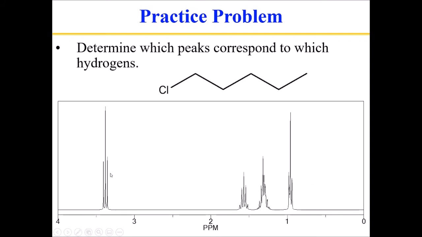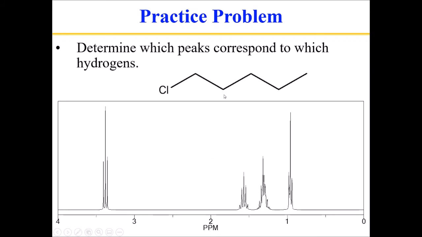This peak cluster is a nice, rounded out, well-defined triplet that is the most de-shielded. So it definitely applies to the two hydrogens on this carbon right here. They have the highest shift value because they are directly underneath the chlorine, and they're a triplet because the neighbor over here on the side has two hydrogens. So the two hydrogens here are splitting these hydrogens' peak into a triplet.